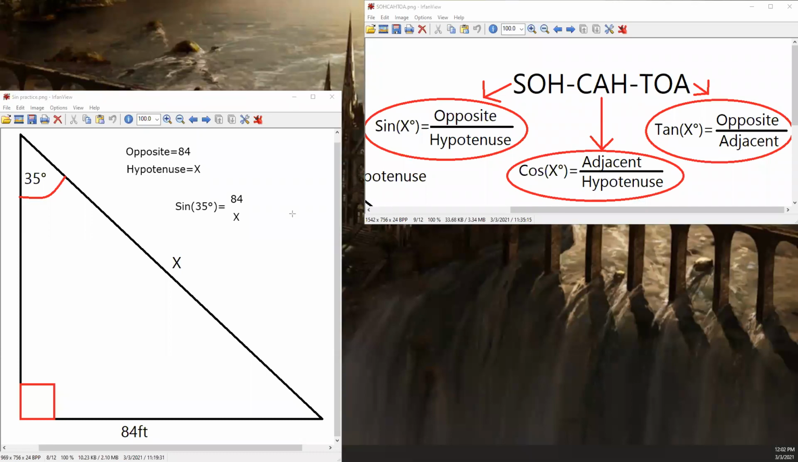So we get all of that figured out. We set them up just like it is here. Sine of the angle equals opposite over hypotenuse. Cool. So we're almost done, but we don't even need a calculator yet.